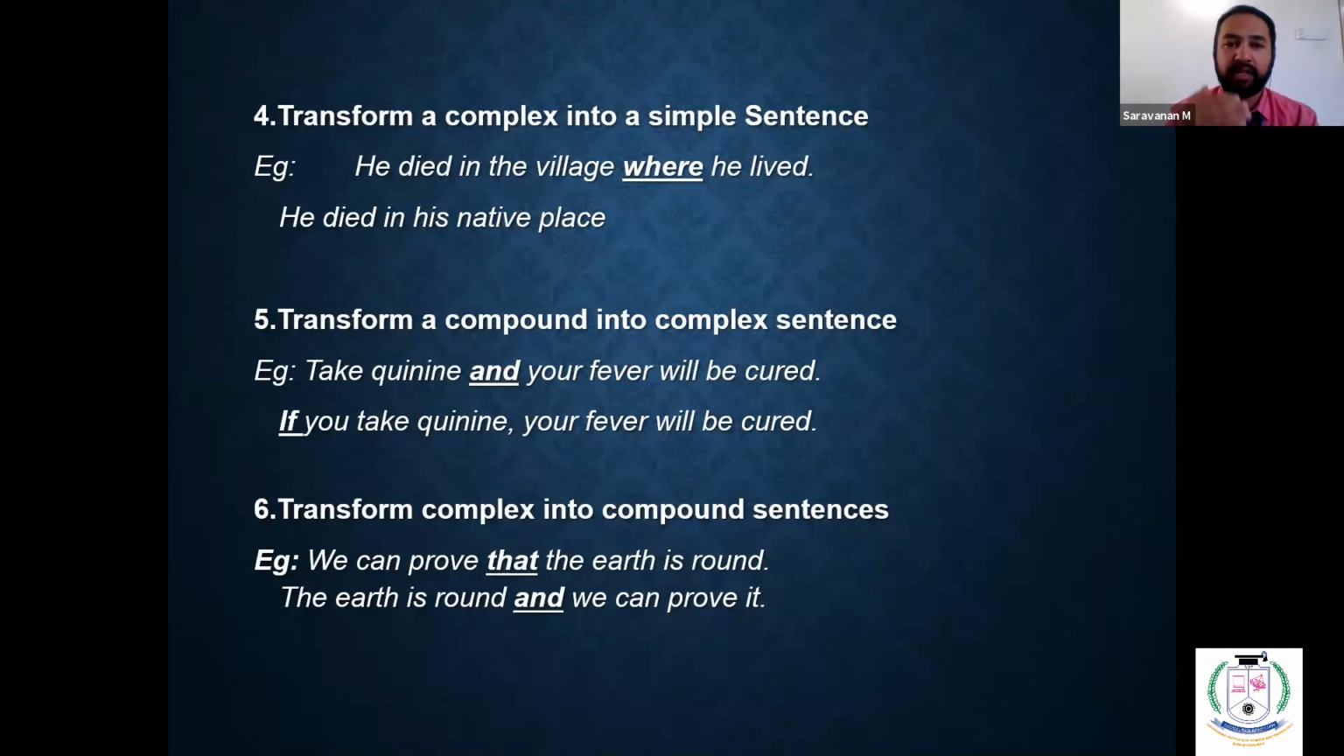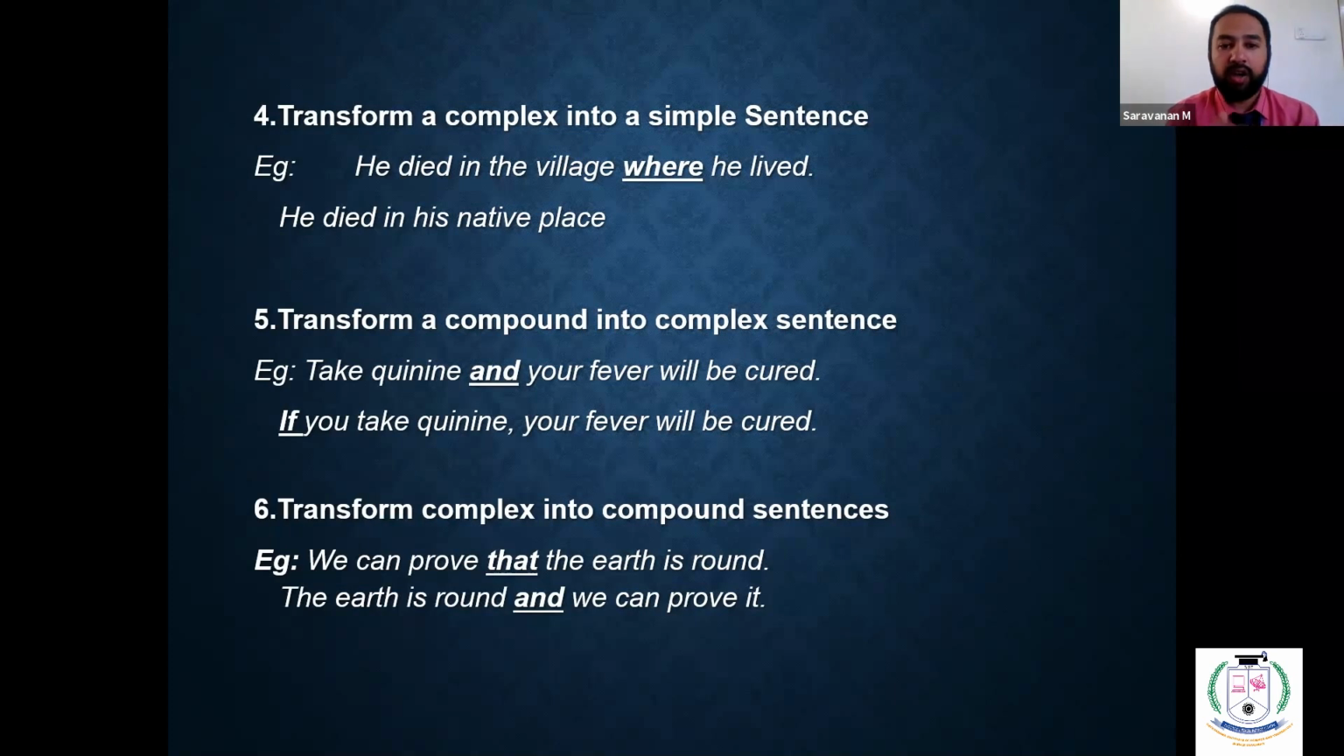See the complex sentence: He died in the village where he lived. Now it is transformed into a simple sentence like this: he died in his native village. Native village. Okay, my dears. Now we'll move on with the next one.